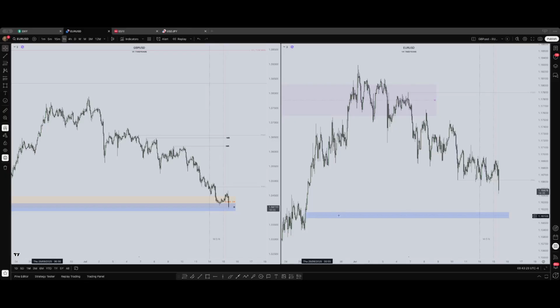If price respects, in this case, this blue fair value gap area, which is an hourly fair value gap, and of course we also have a breaker here in Euro USD, sorry. So another level to keep an eye on.